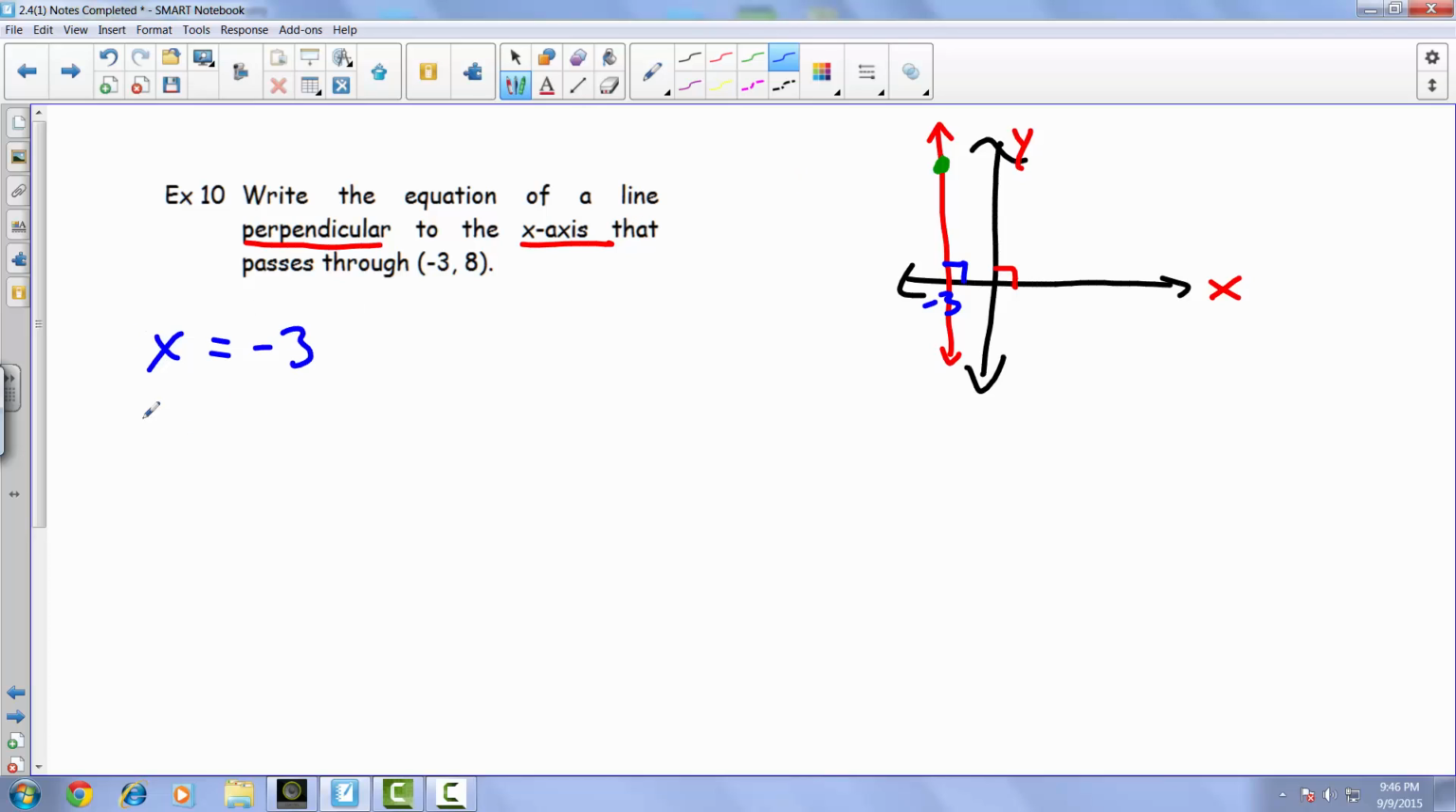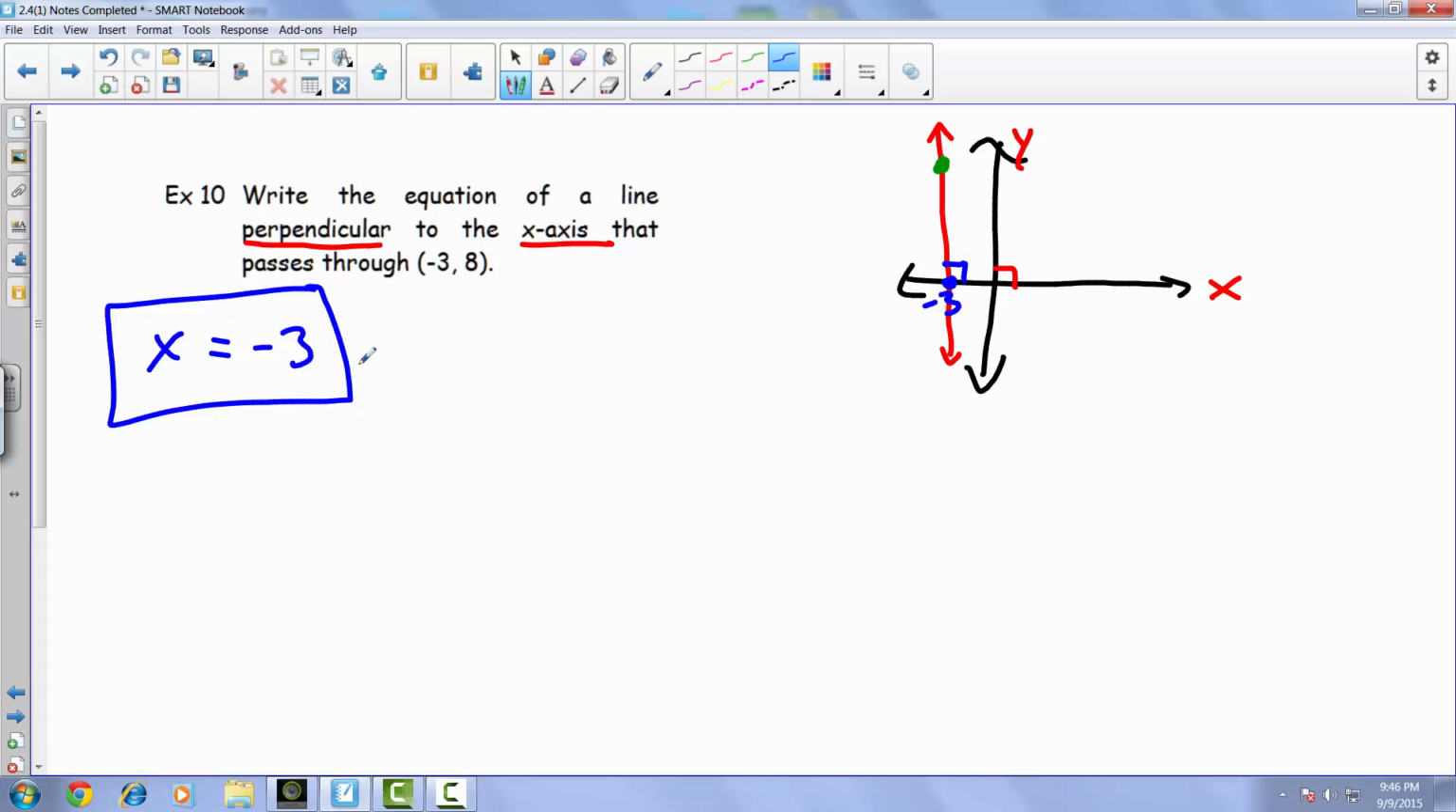Now again, just keep in mind, if you were trying to graph this x equals negative 3 without necessarily knowing this line, well, you would go negative 3 on your x-axis, place a dot there. Since there is no y here, y can literally be anything, and as a result we have a bunch of different y values there. So the equation of our line that's perpendicular to our x-axis and passes through this point, negative 3, 8, is x equals negative 3.